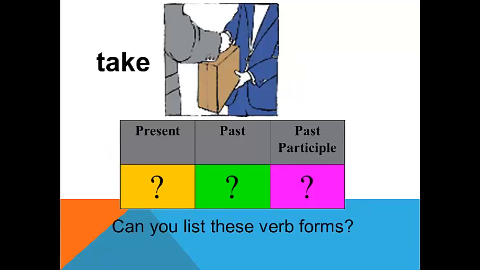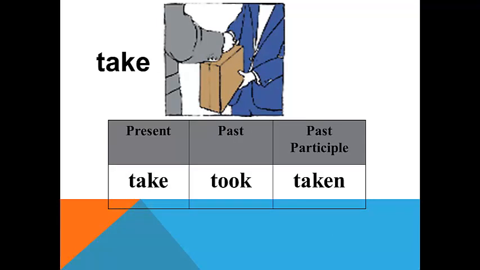What about now the verb take? You can take, for example, something with your hands. You can take a book bag. You can take, in general, items with your own hands. Present tense, take. Past tense, took. Past participle, taken.